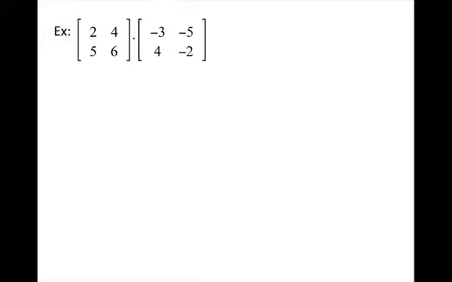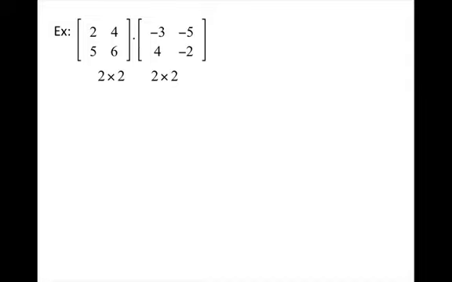So let's look at an example. I'm going to begin by labeling the size of each matrix. The first matrix has 2 rows and 2 columns, so it's a 2 by 2. The second matrix also has 2 rows and 2 columns, so it's a 2 by 2. Now in the previous lesson we looked at adding and subtracting matrices, and they had to be the same size. These matrices do not have to be the same size.